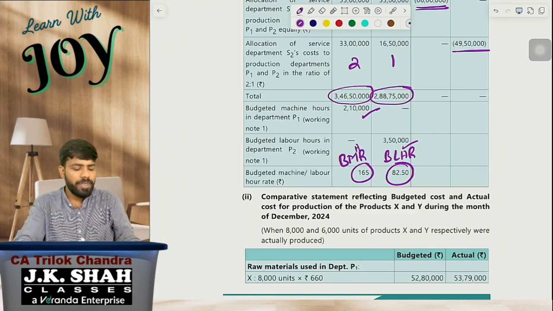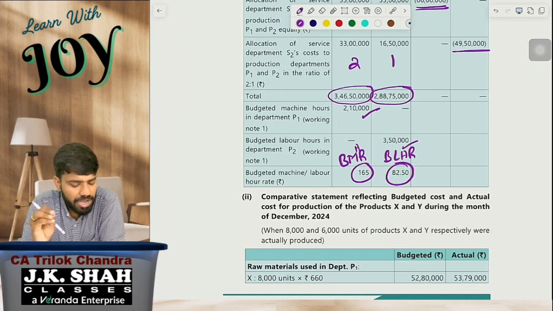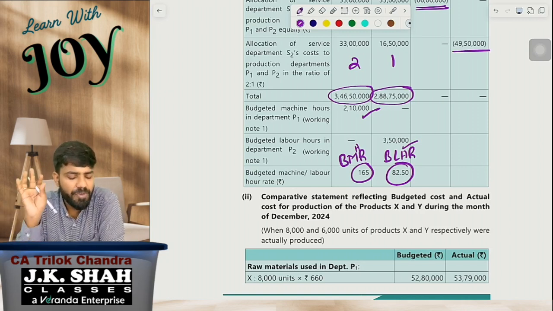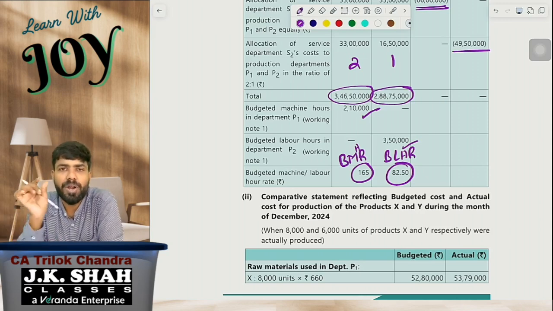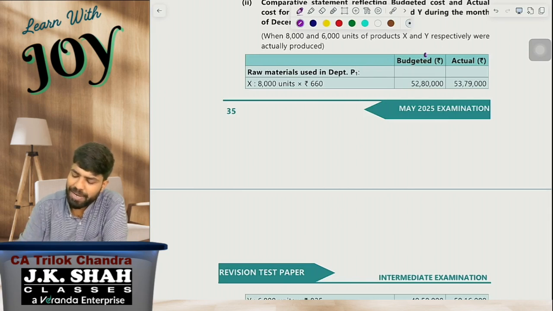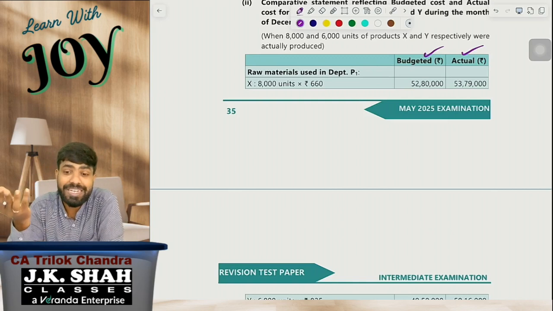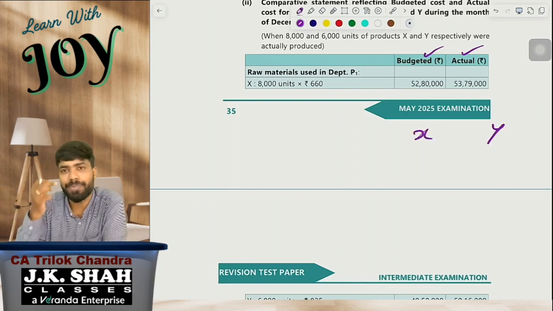They are asking: prepare a comprehensive statement reflecting budgeted cost and actual cost for production of product X and Y during the month of December 2024. They are asking budget and actual of product X and Y. The only mistake here in the presentation is they have taken budget and actual, but it would have been a better presentation if they would have taken X and Y separate.